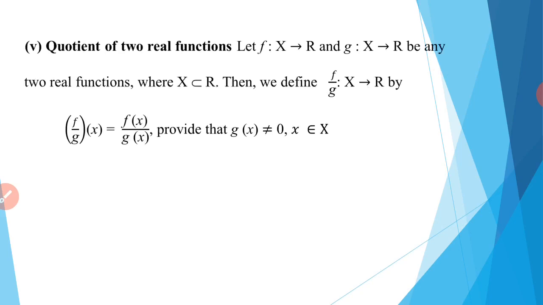5. Quotient of two real functions. Let f: X → R and g: X → R be any two real functions, where X ⊂ R. Then we define f/g: X → R by (f/g)(x) = f(x)/g(x), provided that g(x) ≠ 0, where x belongs to X.